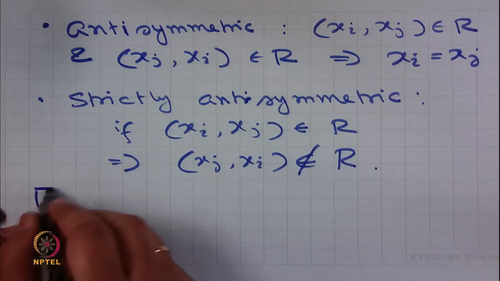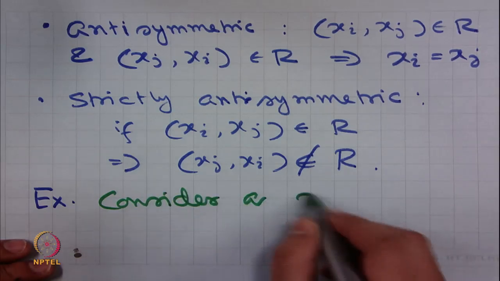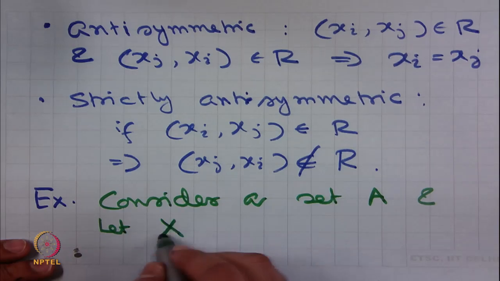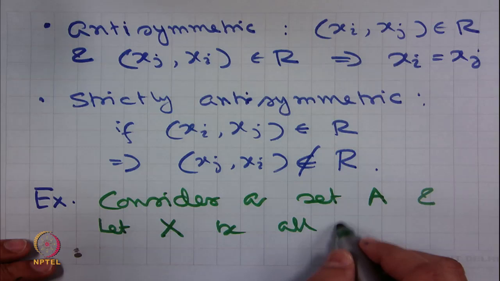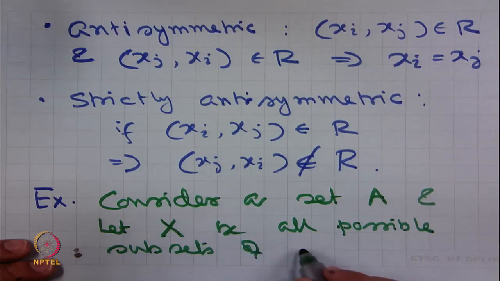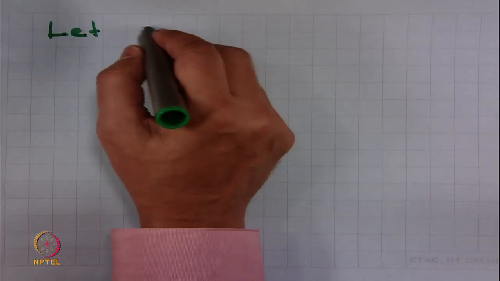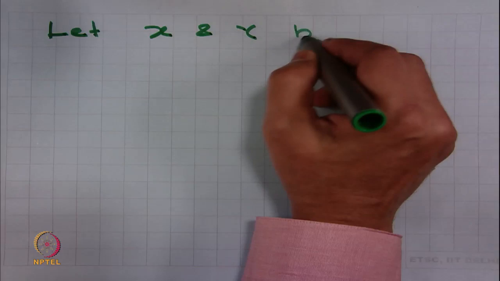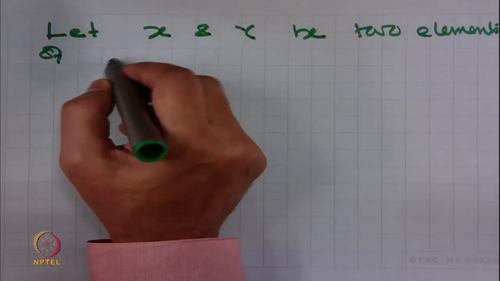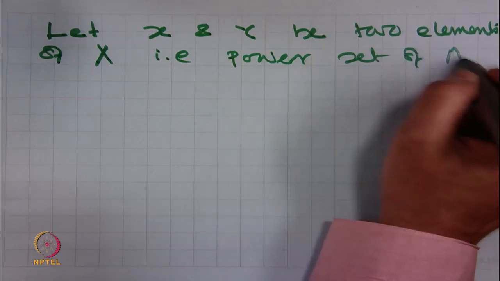Let us give an example. Consider a set A and let X be all possible subsets of A, the power set of A. Let x and y be two elements of X, that is, the power set of A, which we denote as P(A).